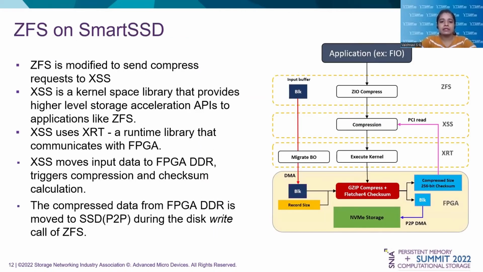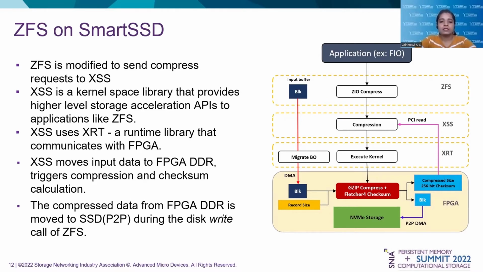Now let's see an in-depth flow of how the compressed requests from ZFS are handled. The requests from ZFS are transferred to XSS. XSS is an intermediate kernel space library that provides higher level storage acceleration APIs to applications like ZFS. XSS in turn uses XRT APIs. XRT is a runtime library which provides APIs to discover the accelerator devices like smart SSDs, load FPGA kernels, allocate memory in FPGA, execute compute kernels, and transfer data to or from FPGA DDR.